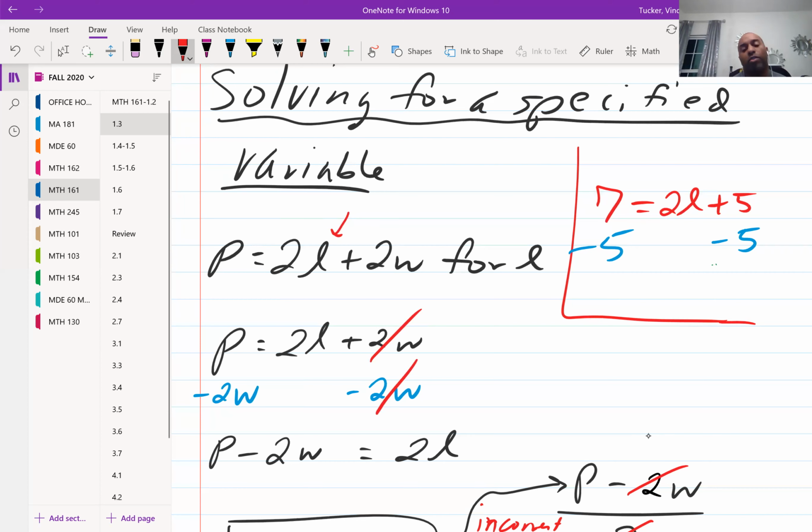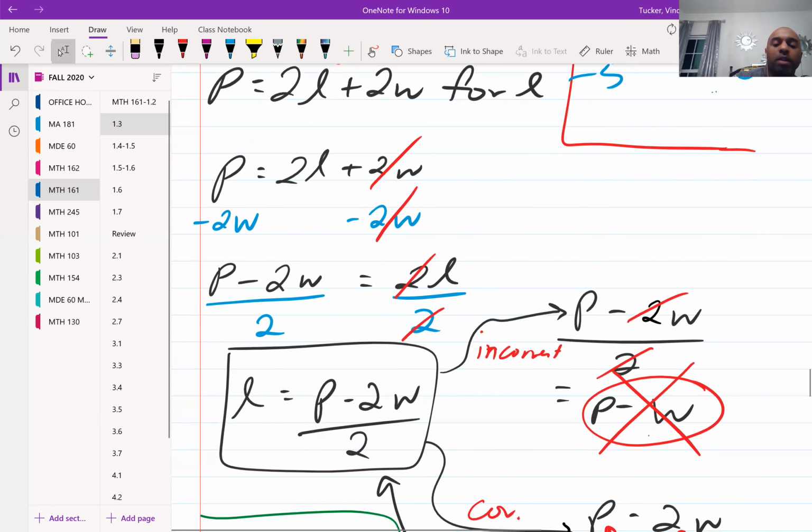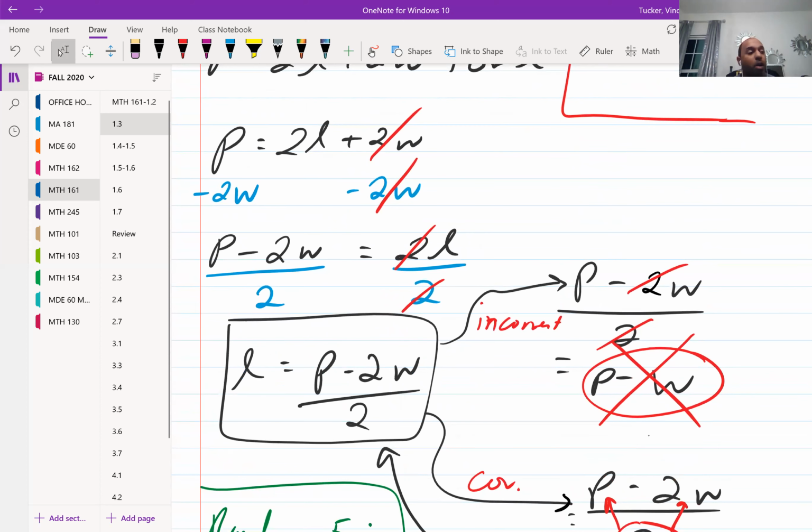So the 2W's cancel on the right, leave me with P minus 2W on the left. So don't forget, when combining like terms, they have to have the same variables. So there's nothing I can do with that P minus 2W other than write P minus 2W. Then we will look to solve or divide by 2 because we have 2 still attached to L. So 2's cancel on the right, and then on the left leave me with P minus 2W over 2. And that will be our answer.